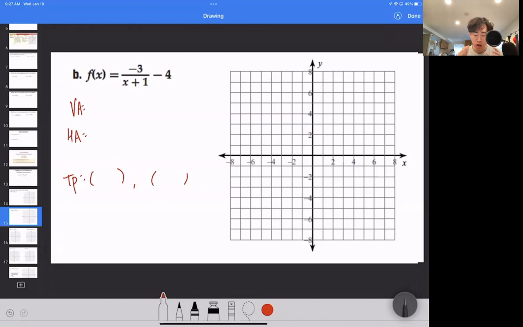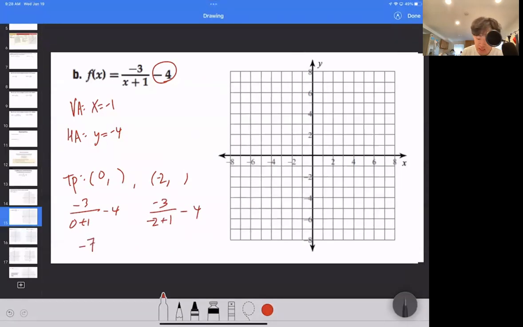All right, so hopefully you have all the answers. It should be x equals -1. Horizontal asymptote should be y is equal to -4, essentially what this number is. Now the testing point 0, something, I'm going to plug in -2, a value that's left of -1. And so we can plug in those values in. So -3 over 0 plus 1 minus 4, -3 over -2 plus 1 minus 4. When I do the math here, it becomes -7. When I do the math here, it becomes -1.